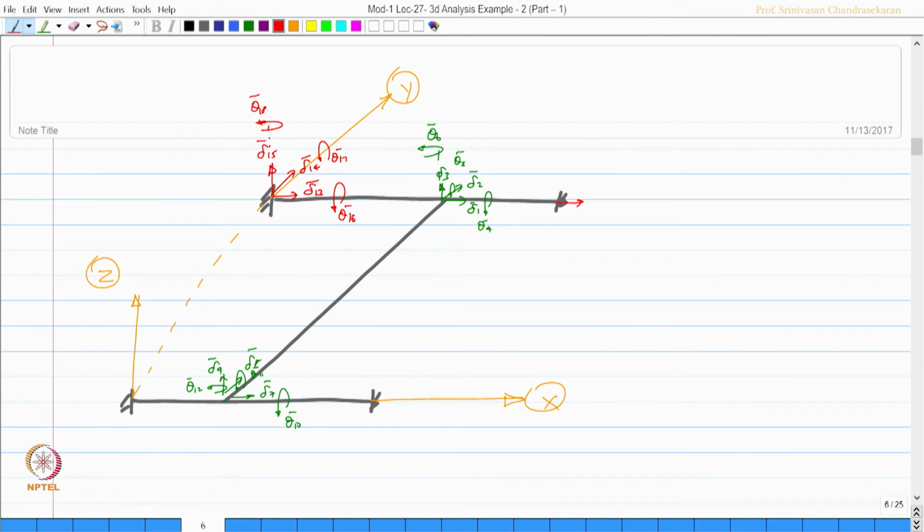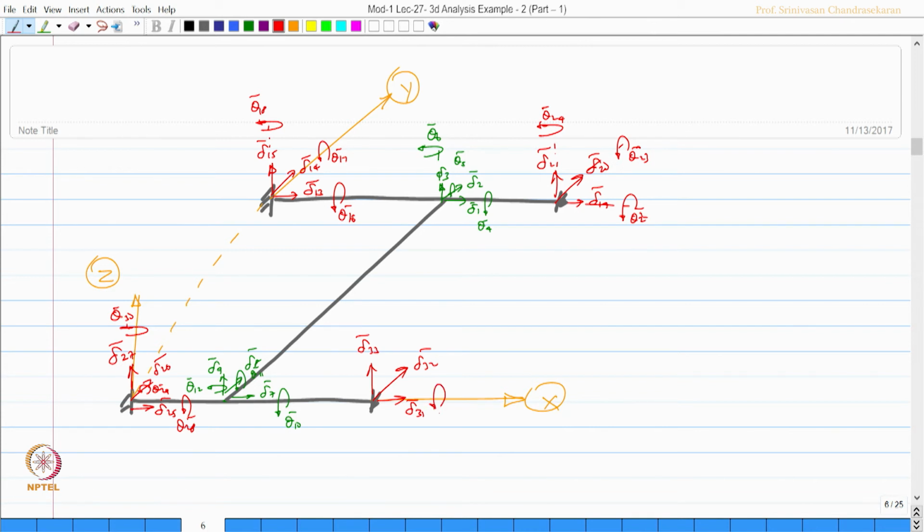then 19, 20, 21, 22, 23, 24, then 25, 26, 27, 28, 29, 30, then 31, 32, 33, 34, 35, 36.